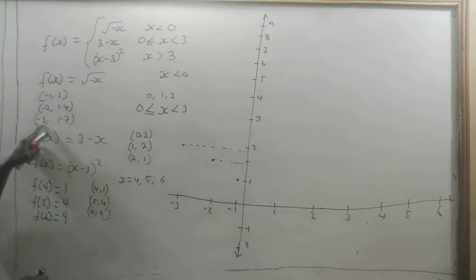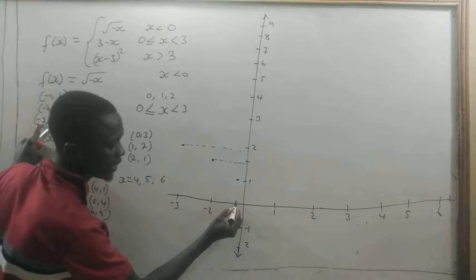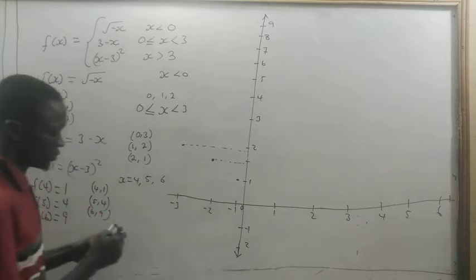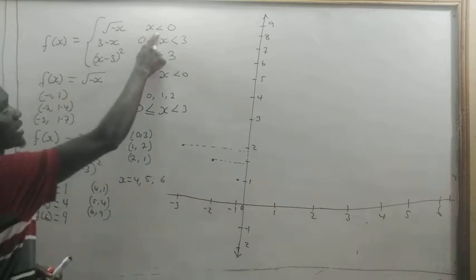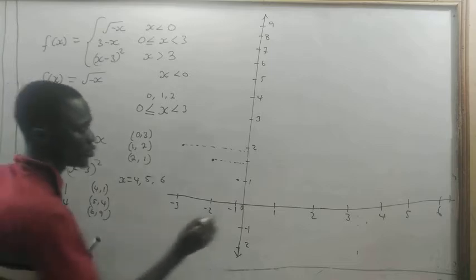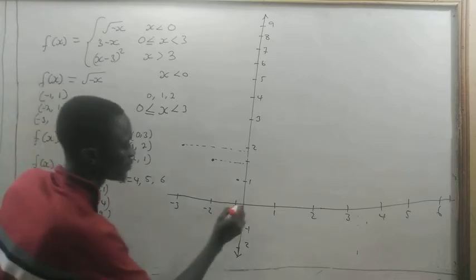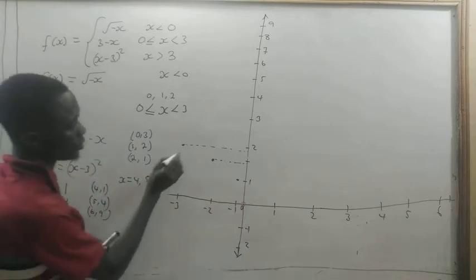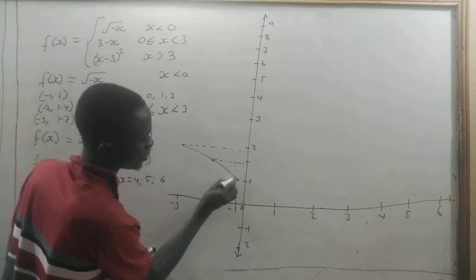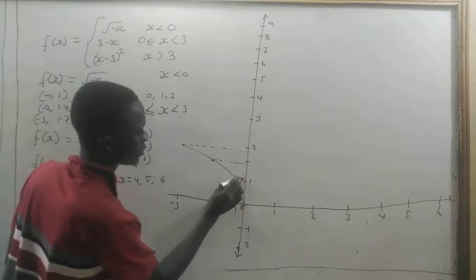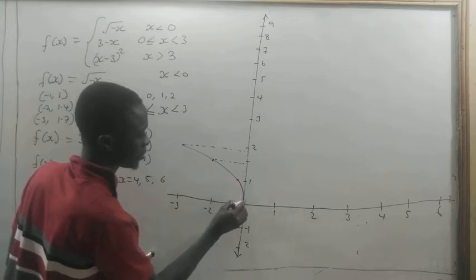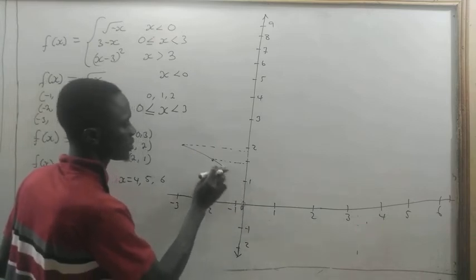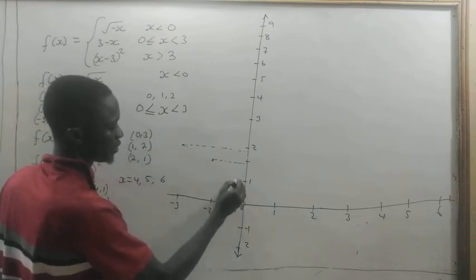But we have some values between negative 1 and 0 that we did not plot. So let me put the 0 there. This is 0. And here we have x less than 0, which means 0 is not included. So we use an open circle there to show that 0 is not included. Let me draw it very neatly. So we have the 1 here.